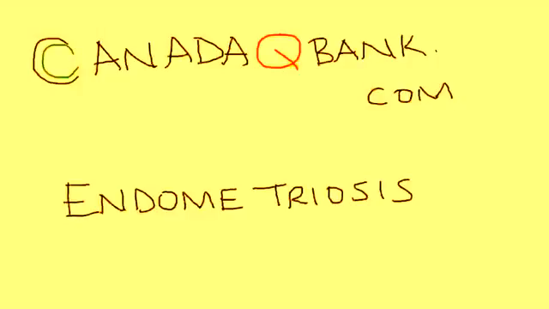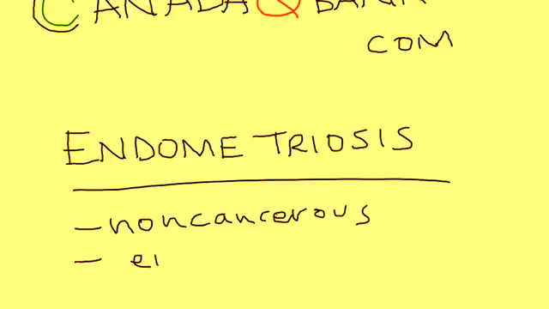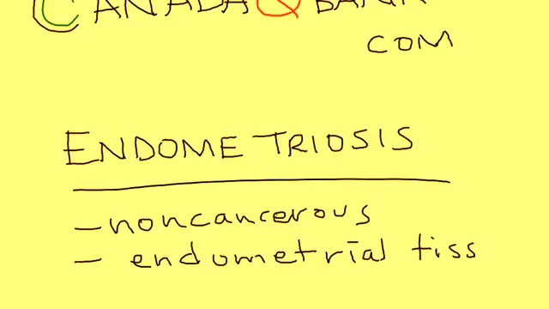In this video we're going to talk about endometriosis, a very common OBGYN condition. Well, what is endometriosis? By definition, it's basically a non-cancerous disorder in which the tissue that normally exists in the endometrium, which is the lining of the uterus, is found in ectopic places.